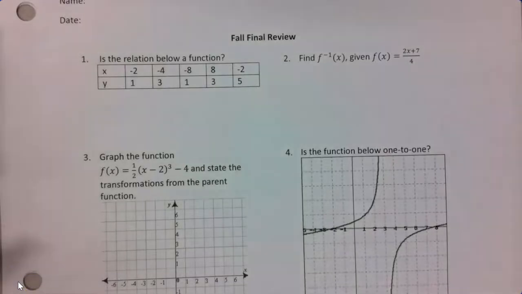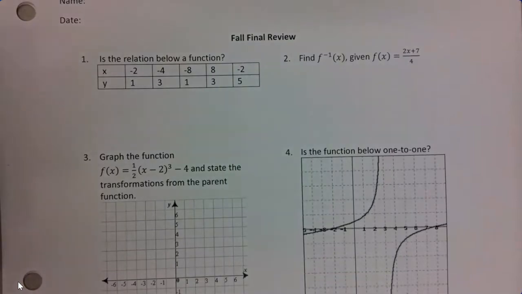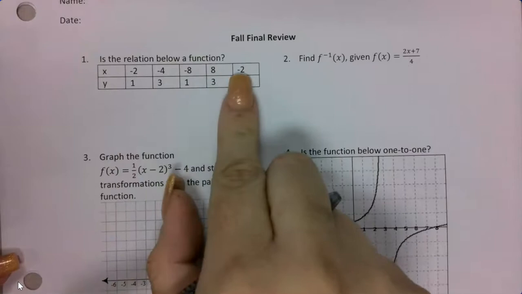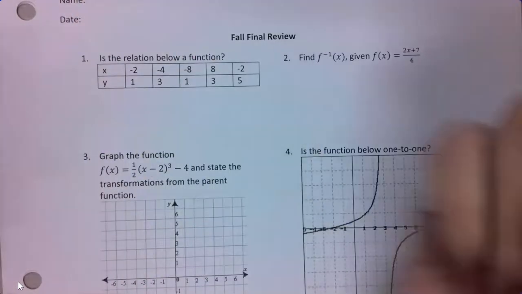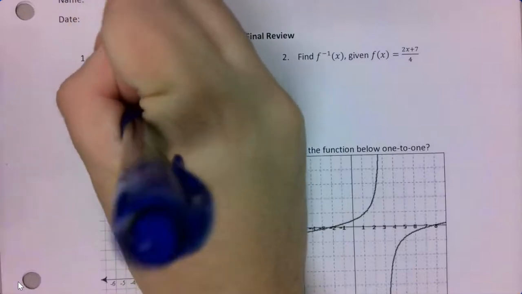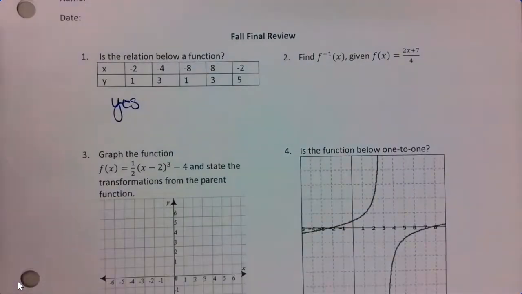So in number 1, this is asking me if the relation below is a function. First thing I need to check is I need to make sure my x values don't repeat, and none of them do. That's all I need to do, actually. None of them repeat, so this is a function. If I had an x value that repeated, I would say no.